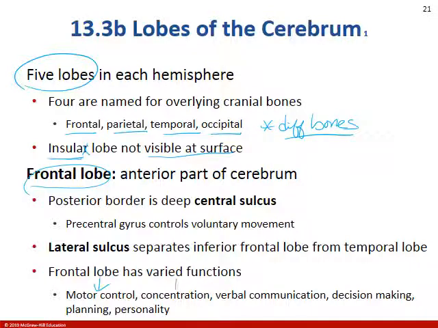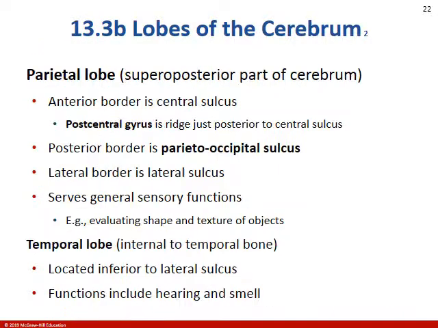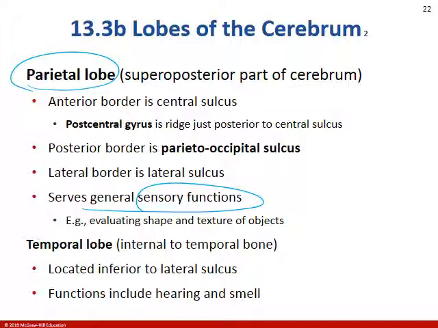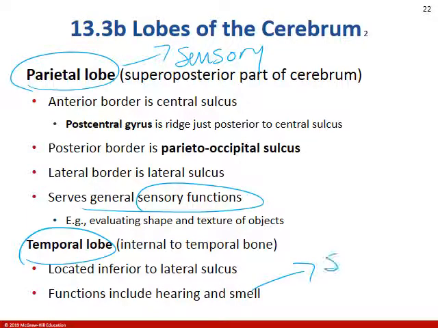So the frontal lobe basically has a variety of functions. We're talking motor control, concentration, personality, communication, decision making. The frontal lobe, I really like to think of as the action part of the brain, right? The motor part of the brain. The parietal lobe serves general sensory functions, so think of parietal as sensory. Temporal also has sensory functions, but it's really important in hearing and smell.